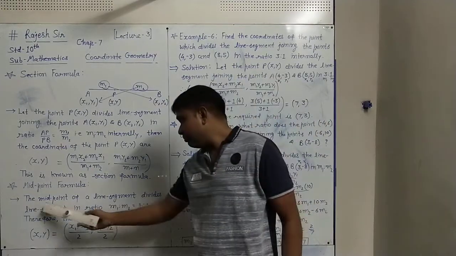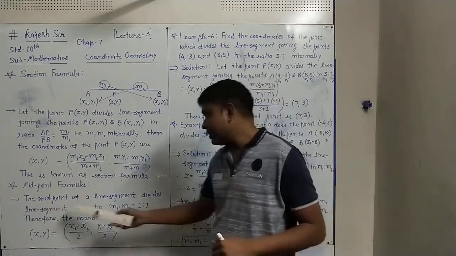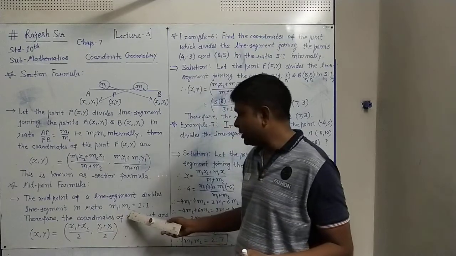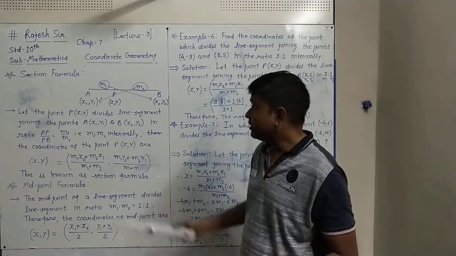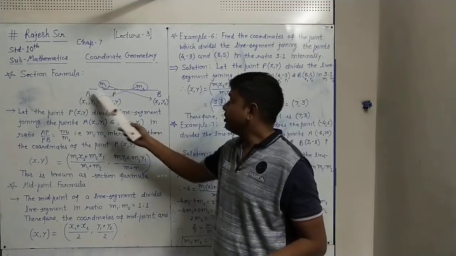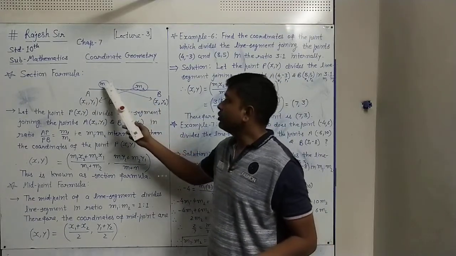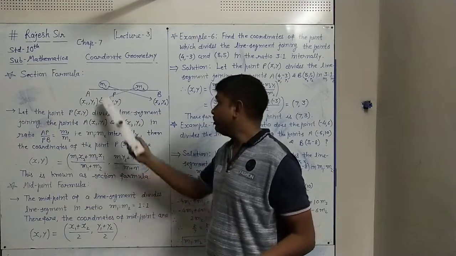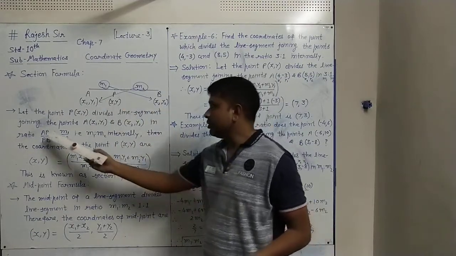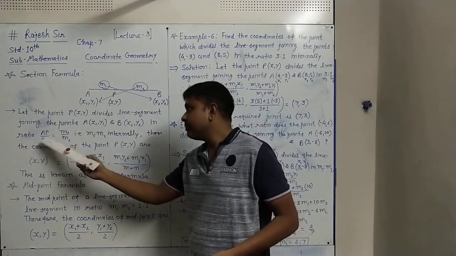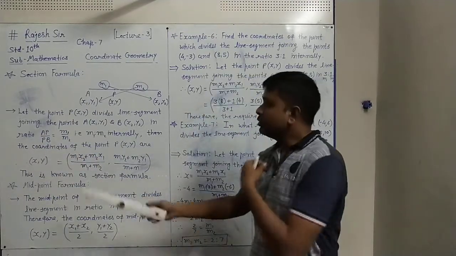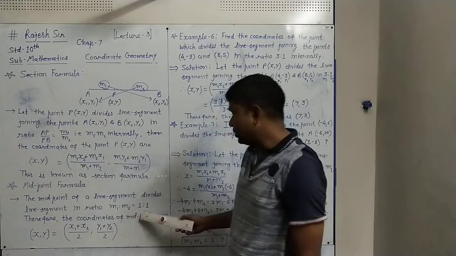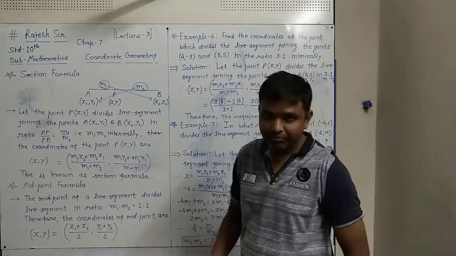That is given here: the midpoint of a line segment divides the line segment in the ratio m1 is to m2 equals 1 is to 1. Why is it 1 is to 1, once again? When P is the midpoint of AB, AP equals PB. So AP upon PB will be the same, cancel up and down, and we get 1 upon 1. So the ratio m1 upon m2 becomes 1:1 in the case of a midpoint.